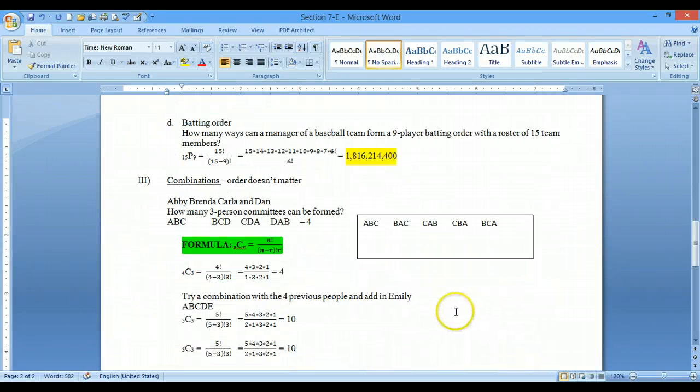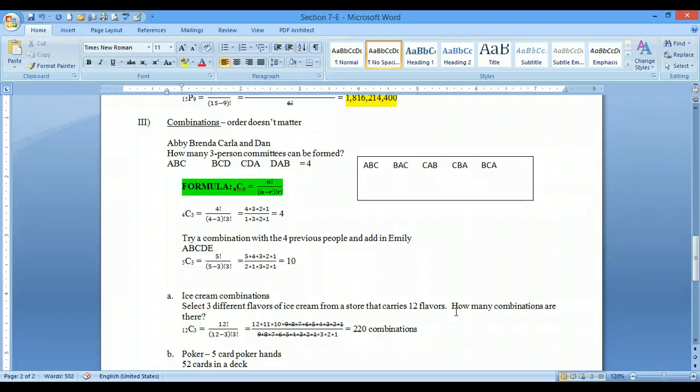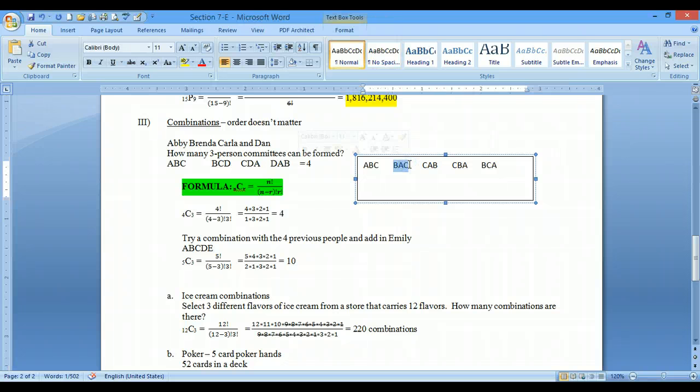Let's move to combinations, Roman numeral 3. This is when order doesn't matter. So if I were to have like a 3-person committee with 4 people, I can combine 3 people, and so I have Abby, Brenda, Carla, and Dan. And a committee of Abby, Brenda, and Carla is the exact same committee as Brenda, Abby, Carla, Carla, Abby, Brenda, Carla, Brenda, Abby, and Brenda, Carla, Abby.